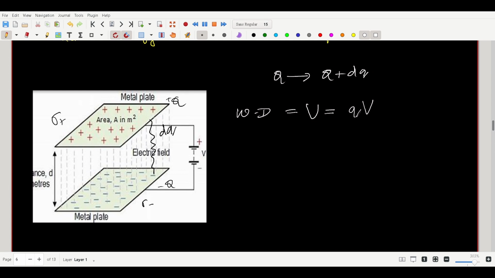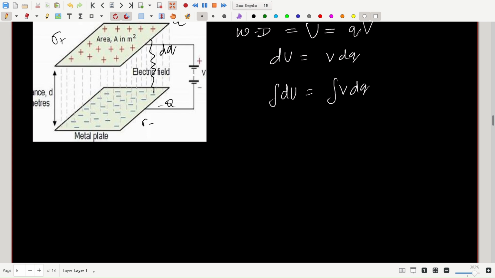Now we are not going to transfer the entire charge plus Q. We are going to just transfer an infinitesimal charge. So write the same equation in differential form: dU is equal to V dq. Now on integrating this equation, you get integral of dU is equal to integral of V dq. For potential, we have to substitute V is equal to q by C. This equation we got from the previous equation for capacitance, C is equal to q by V, and when you rearrange this equation, you will get this.